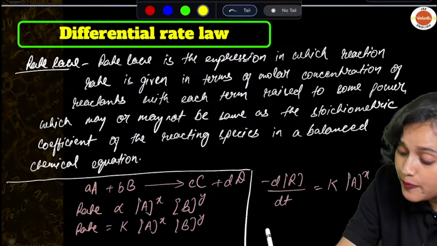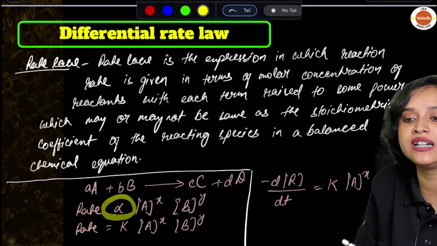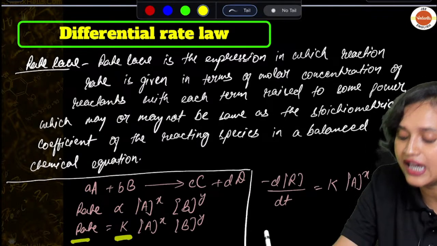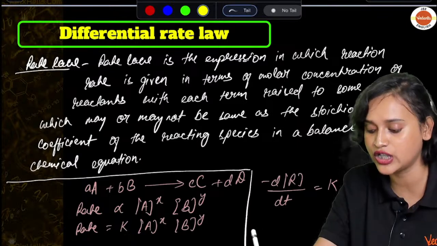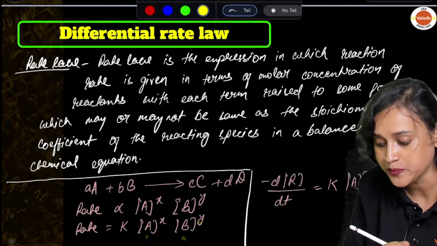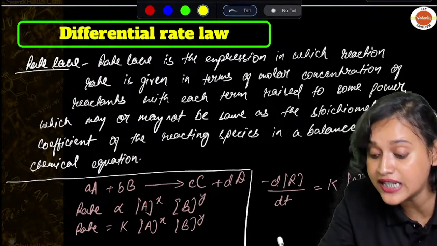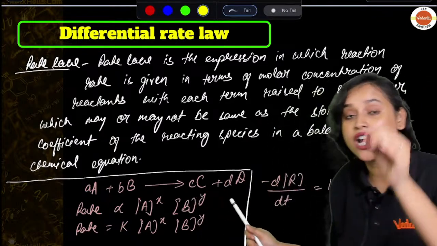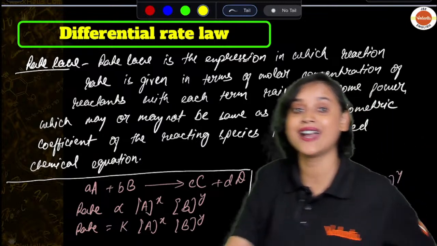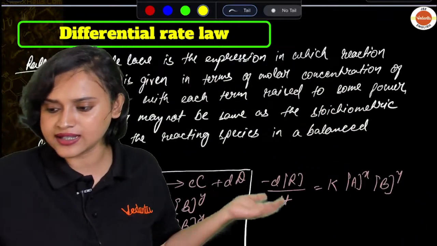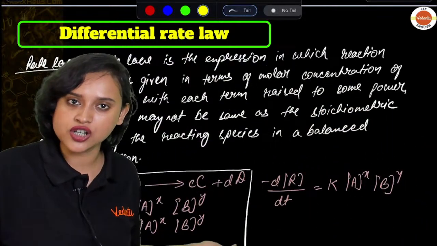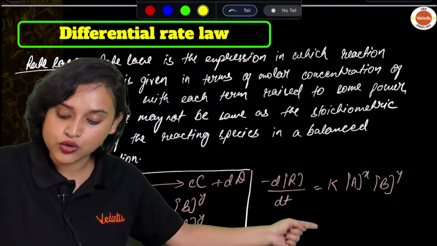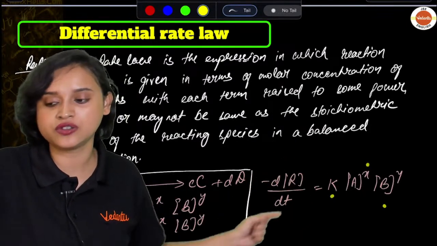Now, to remove this proportionality sign, I will need a constant, which is k. k is called the rate constant: rate equals k times A to the power x, B to the power y. Since this is the differential rate equation, some differentiation is necessary here. So minus d[R]/dt is equal to k[A]^x[B]^y.